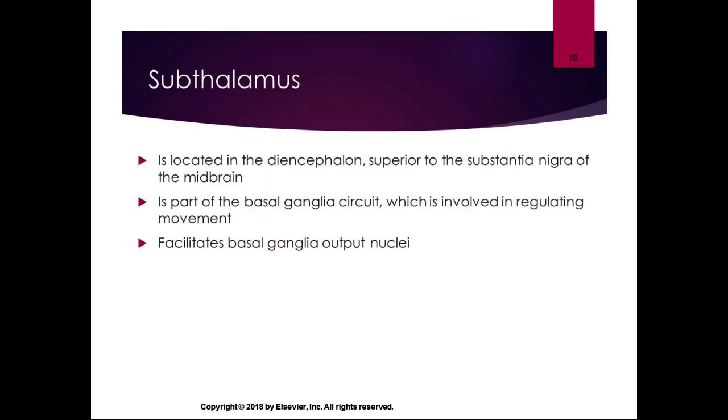The subthalamus is located superior to the substantia nigra of the midbrain. So it's sort of right in between the thalamus and the substantia nigra. It's part of the basal ganglia circuit, and it's involved in regulating movement. So it facilitates some of the output from basal ganglia nuclei.